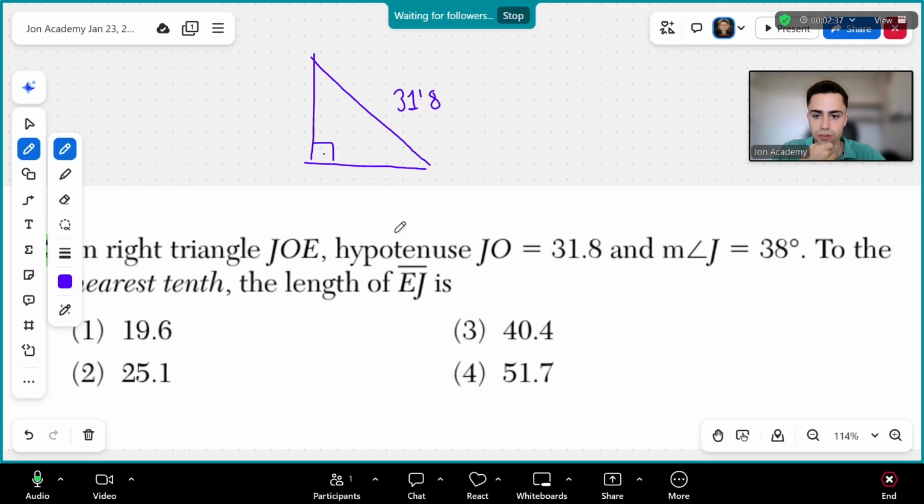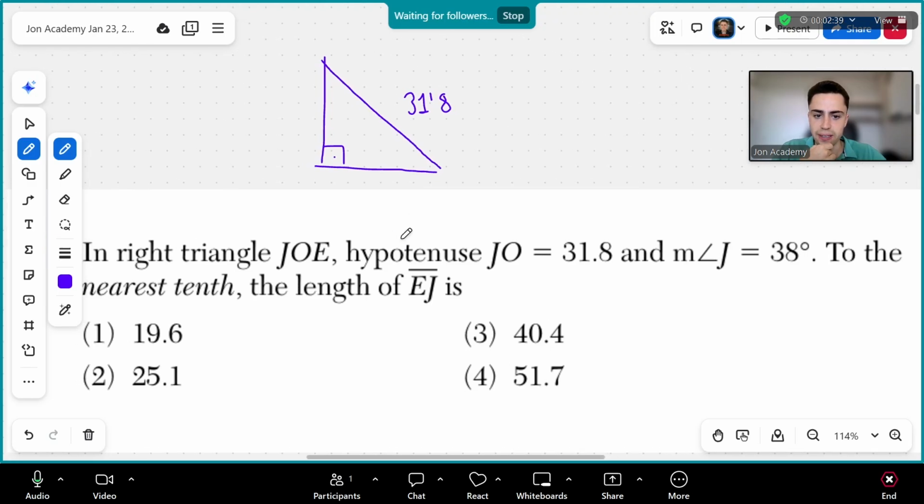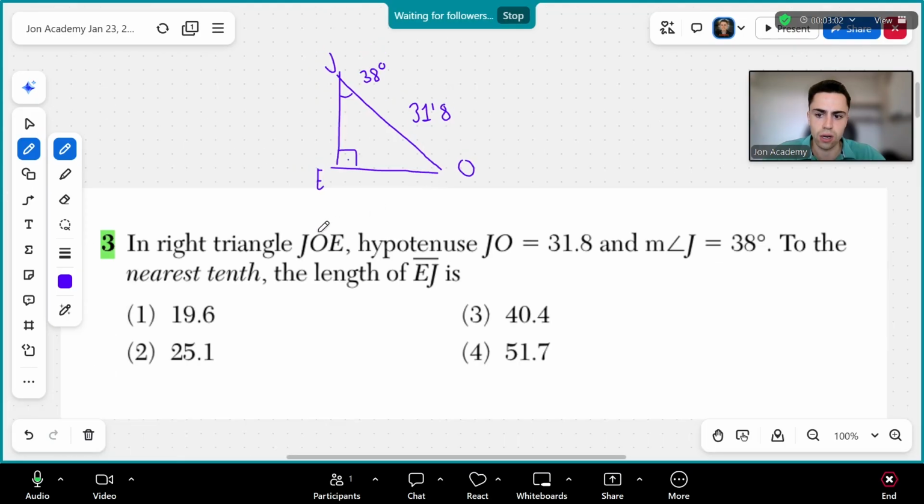So here we have to be careful at the time of drawing. They told us JO was this one, so we could decide J is here on top. Here is going to be O, therefore, and E is this one. And then the angle there is going to be 38 degrees. And what else? To the nearest tenth, the length of EJ. EJ would be this side.